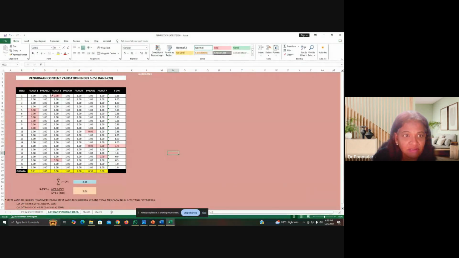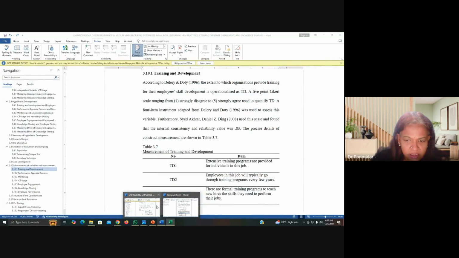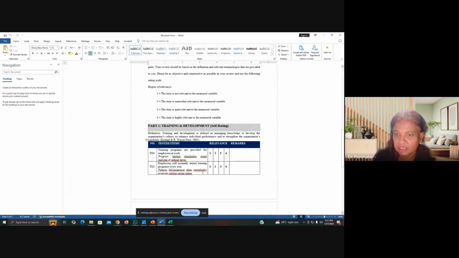This is a content validation calculation table, and this is the CVI index, and this is the reviewer form. Usually in my class, I don't allow you to use yes or no. So we have degree of relevance, usually 1 until 4. 1, the expert reviewer will say this question is not suitable. Second is suitable but not so. 3 is okay. 4 is very good. And then the remarks.